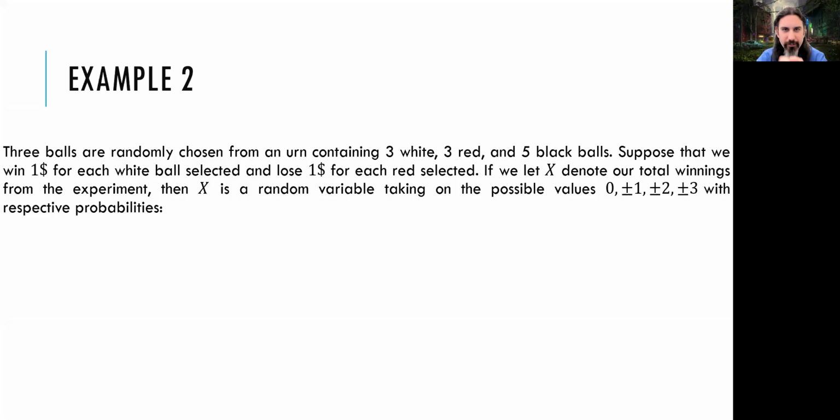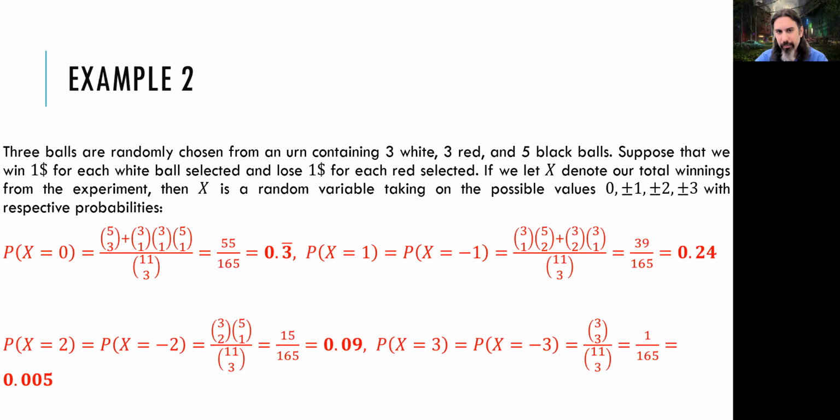If I want to have 0 winnings, then either I will pick 3 black balls, which is going to give me 0 anyway, or I can pick one of each: 1 white, 1 red, and 1 black ball. Now, white and red will cancel each other, plus 1, minus 1, and black is 0 anyway, so I will get a total of 0. So I can either pick 5 choose 3, picking 3 balls out of 5 black balls, or I can pick 3 choose 1, 3 choose 1, and 5 choose 1, which is picking 1 white, 1 red, and 1 black ball. Out of 11 choose 3, which is all the sample space. Now, this is going to give me a probability of 0.3.